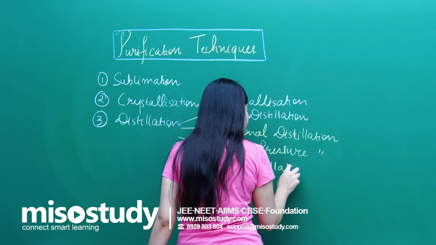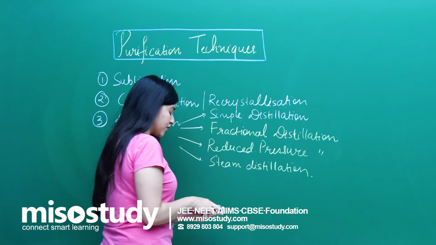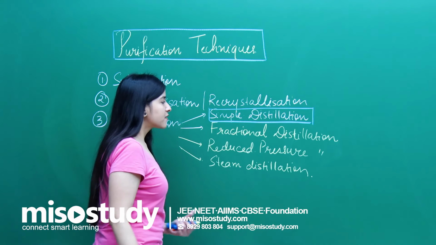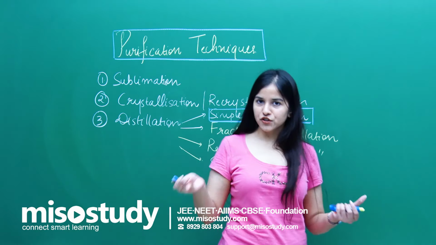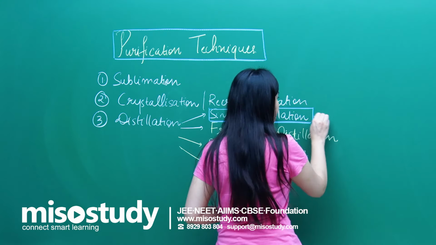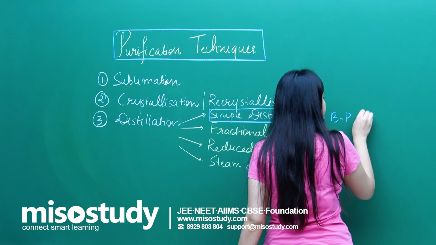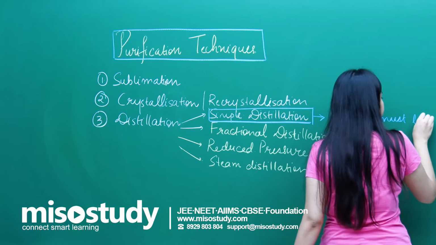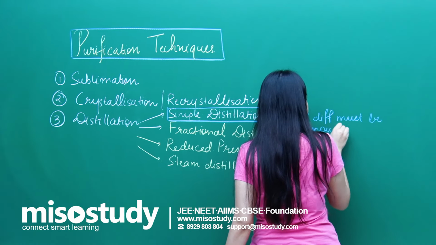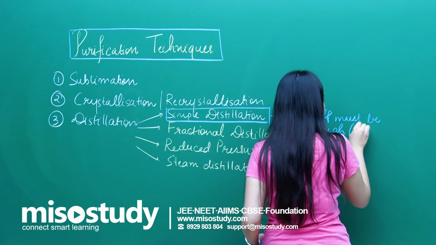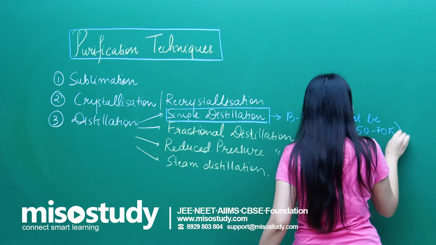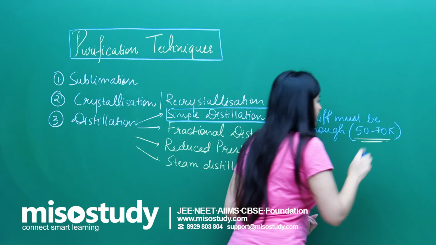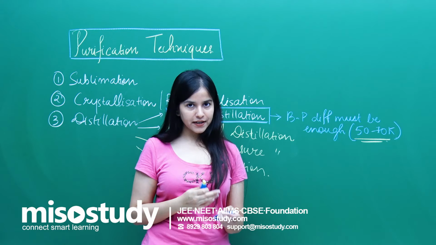As we had discussed about the simple distillation in the last session, what actually is simple distillation? We just boil off the mixture of compounds. So here the main thing is the boiling point difference must be sufficient enough. That is around 50 to 70 Kelvin, an approximate value I am telling you. That is the minimum boiling point difference that must be there.